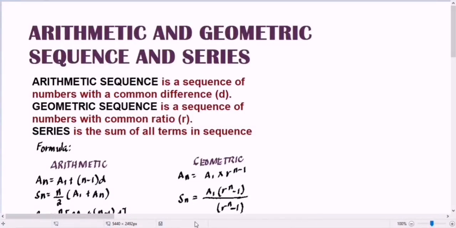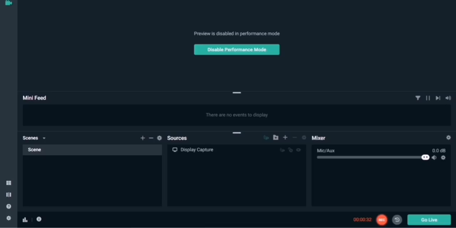For today's video, we will be discussing arithmetic and geometric sequence and series. So let's have a definition of arithmetic sequence, geometric sequence, and series. The first one, we have the arithmetic sequence. It is a sequence of numbers with a common difference denoted as small letter d. While geometric sequence is also a sequence of numbers with common ratio that is denoted as R.